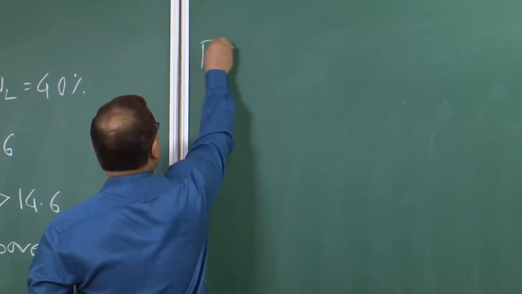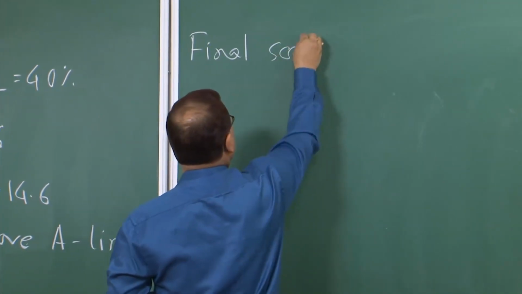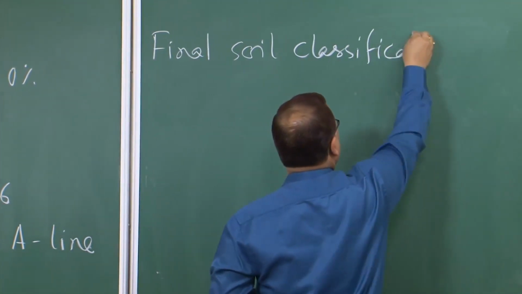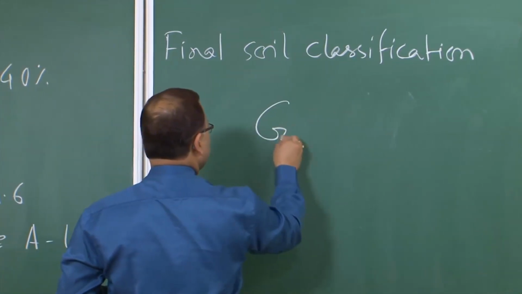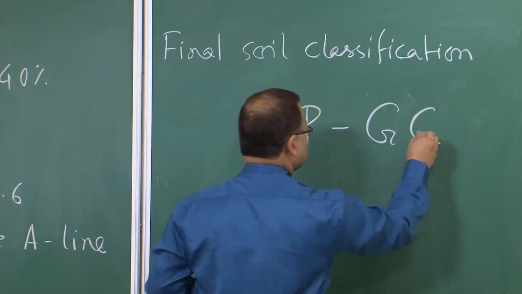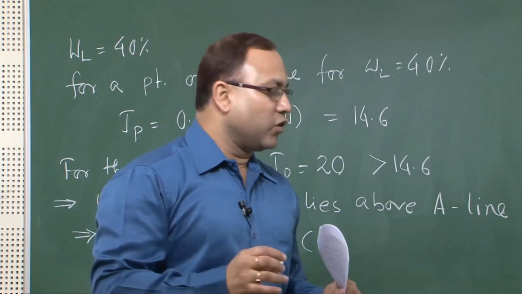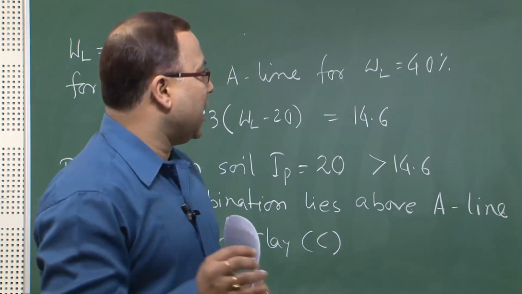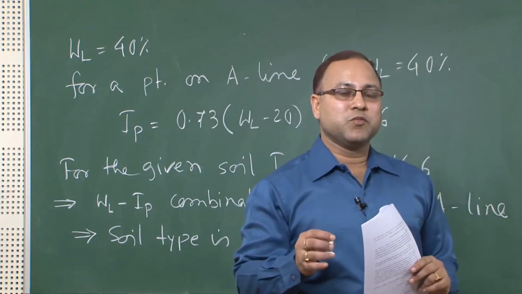So, what will be the final classification of the soil? The final soil classification will be GP dual symbol GC. So, this is your final soil classification for the given problem. So, GP poorly graded gravel and GC clayey gravel. Okay. So, I hope that you have understood the problem.